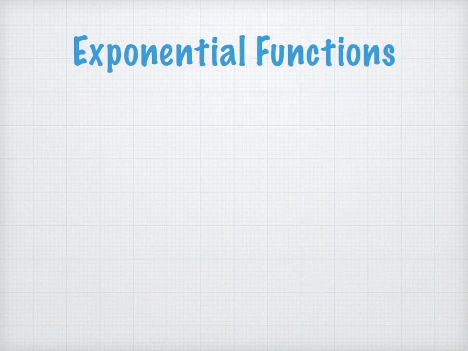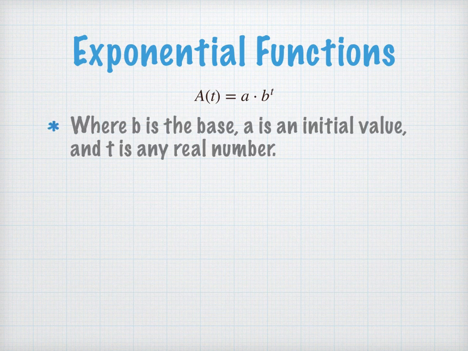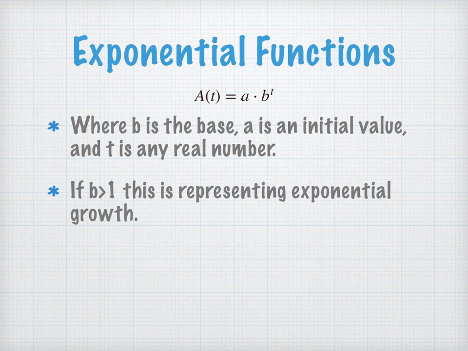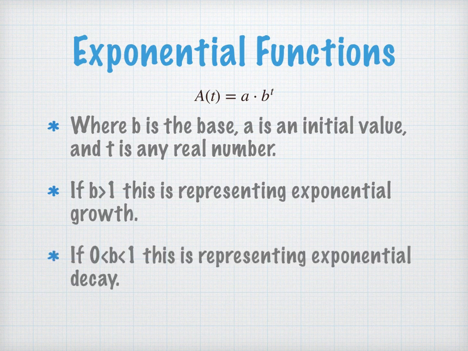When talking about exponential functions, we will say in general an exponential function is A of t equals a times b raised to the t, where b is the base, a is an initial value, and t is any real number. T often represents time. If b is greater than 1, this is representing exponential growth. If b is between 0 and 1, this is representing exponential decay.